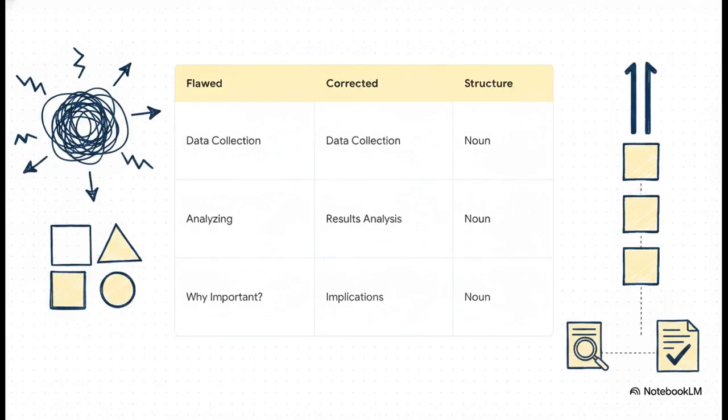I really want to point out the concept of parallelism here. Look at the flawed side. The headings jump from a noun phrase to a verb phrase to a literal question. It's so jarring for the brain. But look at the corrected side. They are all grammatically identical noun phrases. Data collection, results analysis, implications. This consistent structure creates a subconscious rhythm. It helps your reader mentally categorize the information quickly and smoothly. It is a tiny, tiny structural tweak, but it makes a massive difference in readability.